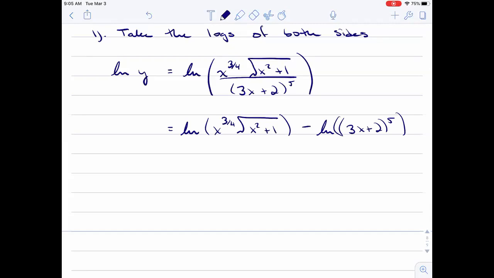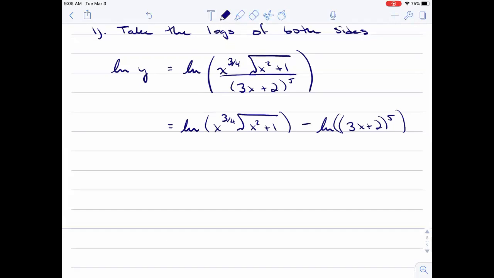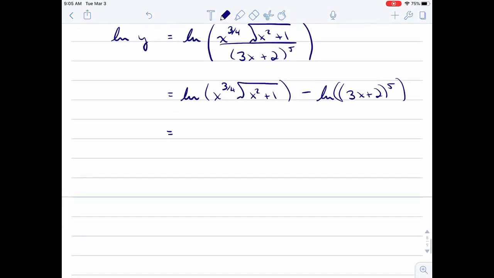The log of x to the 3 over 4 times root x squared plus 1, I can split up even further, right? Because I'm multiplying inside, so that means I'd be adding the logs. So I've got the log of x to the 3 over 4 plus the log of root x squared plus 1. However, maybe I'll rewrite that x squared plus 1 to the 1/2 instead, right? Just kind of as a heads up of things to come.